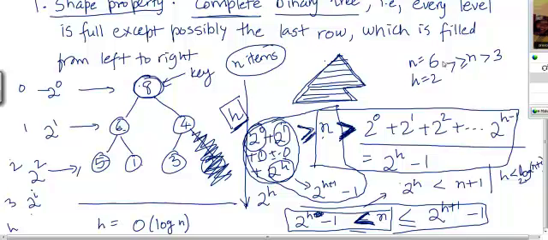And we can see that this is actually satisfied because n is 6 here. So 6 is less than or equal to 7 and also greater than 3.